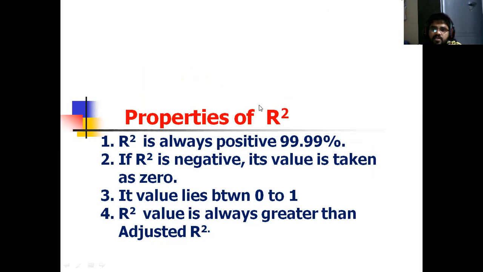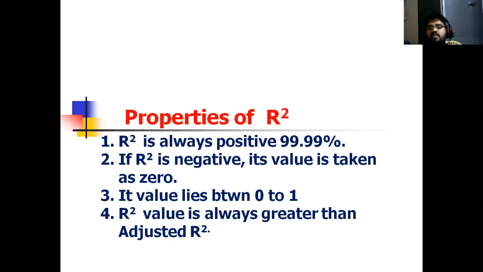So for example, if R square is negative, its value is taken as 0. In some extreme cases, if R square is negative, we take that value as 0. So as I told you, the R square value lies between 0 and 1. If the R square value is very close to 1, the model's goodness of fit is high. If R square is near to 0, the model is weak. If the R square value is more than 0.5 or 0.6, the model's goodness of fit is moderate.